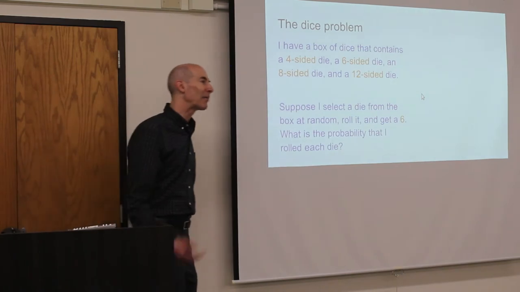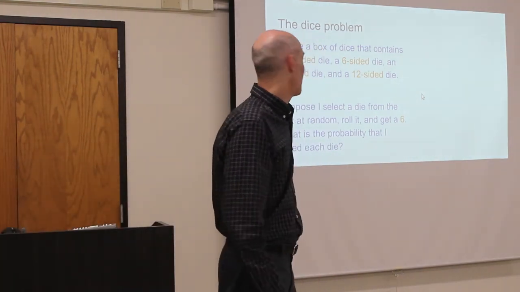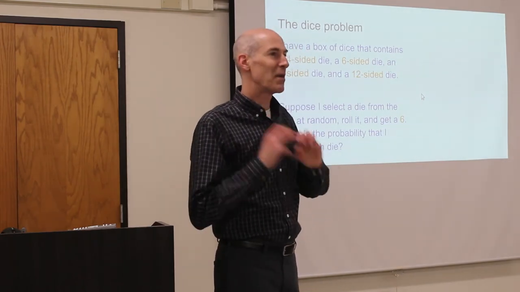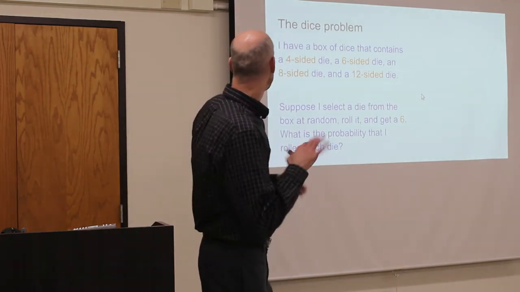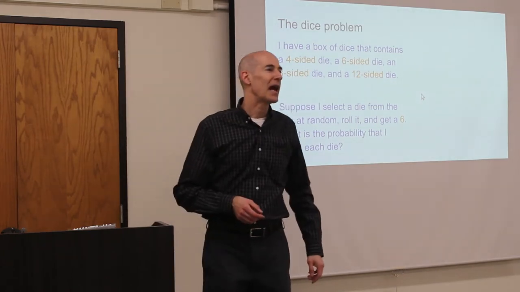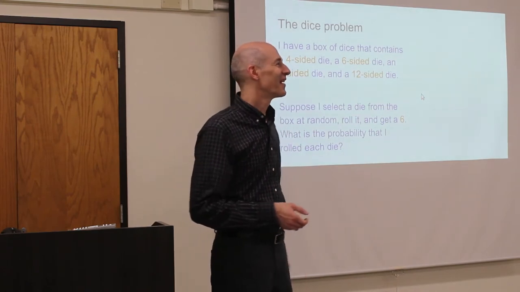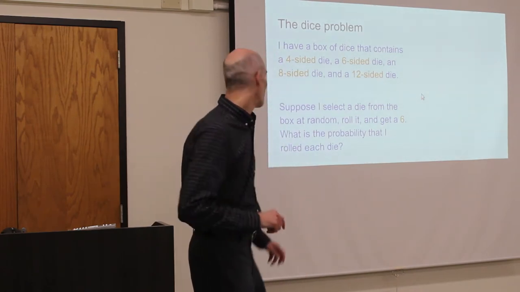All right, now I'm going to put it to you to solve the next problem. This is called the dice problem. So imagine that I have a box of dice that contains four different dice. One of them is four-sided, six-sided, eight, and 12-sided. If you've played Dungeons and Dragons, you know what these dice look like. I really do have a box of these dice.